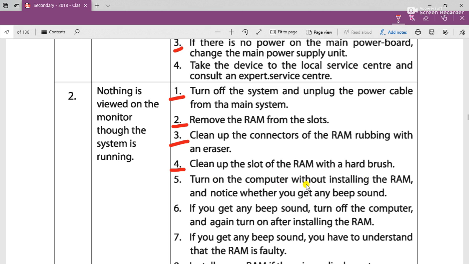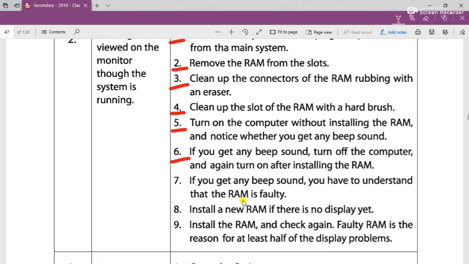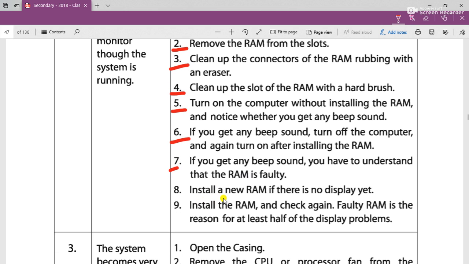Turn on the computer without installing the RAM, and notice whether you get any beep sound. If you get a beep sound, turn off the computer and again turn it on after installing the RAM. If you get any beep sound, you have to understand that the RAM is faulty. Install a new RAM if there is no display yet.